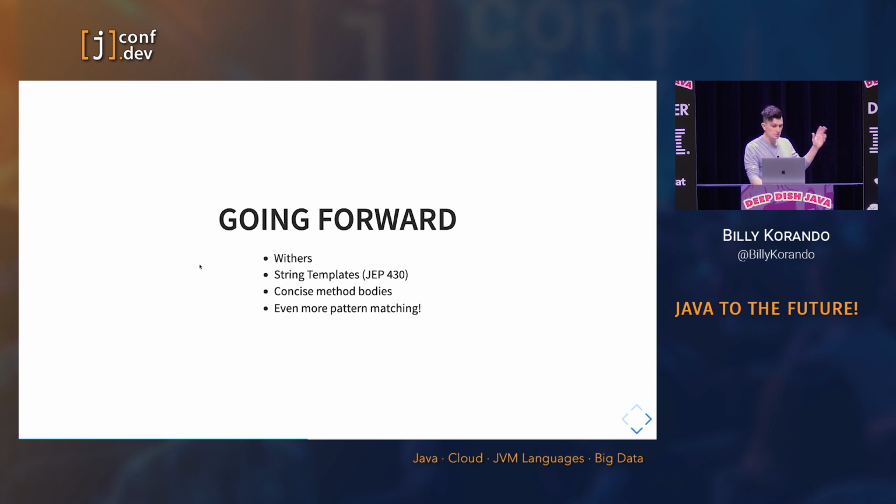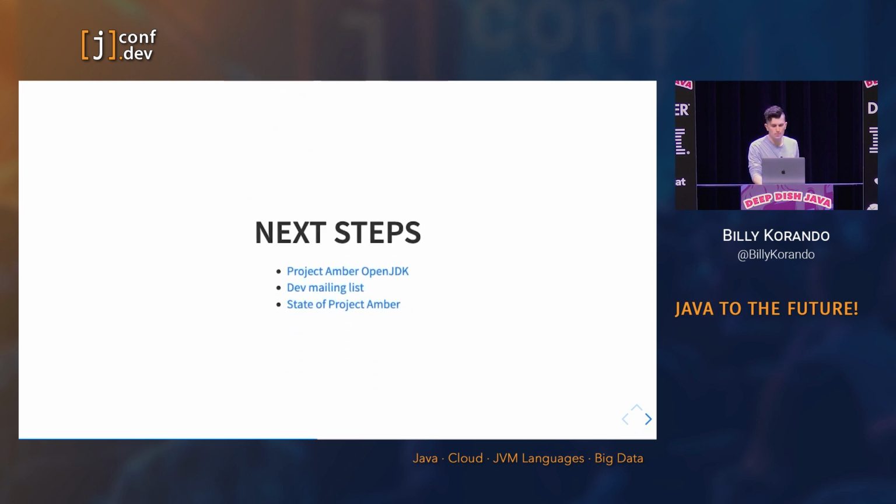String templates, or also string interpolation, that is coming. Actually, the JEP for that just finally got its own proper number. It's JEP 430, and hopefully that will be in JDK 20. Concise method bodies, and even more pattern matching as well.